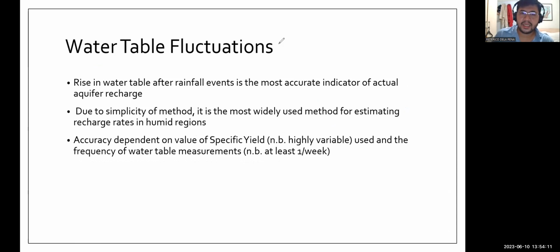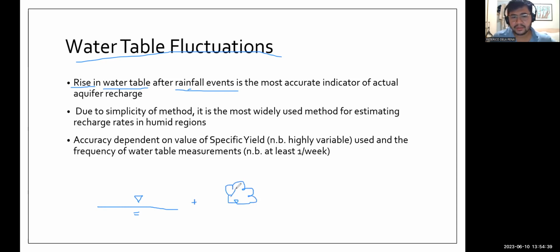Now let's talk about the other methods. This one is a lot more practical, the water table fluctuation method. And here you're basically observing the rise in water table after a rainfall event. Okay. The principle here is that if this is your water table before a rainfall event, so let's say you have this water table and you have this rainfall event, and after that, you get an increase in the elevation of the water table.